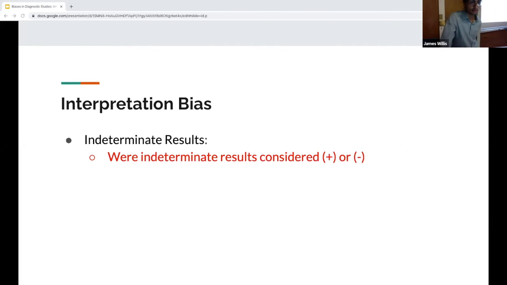Moving on to interpretation bias with this study. As they discussed in the paper, they decided to make the ambiguous results positive, and they're pretty clear about this. Disclosing this, they did not remove conditions from the analysis itself. If you actually do the calculation and make the indeterminate results negative, you end up with reduced sensitivity. It dropped to almost 60 from 70. So it's important. By doing this, it kind of artificially increases the sensitivity of the bedside ultrasound test here.